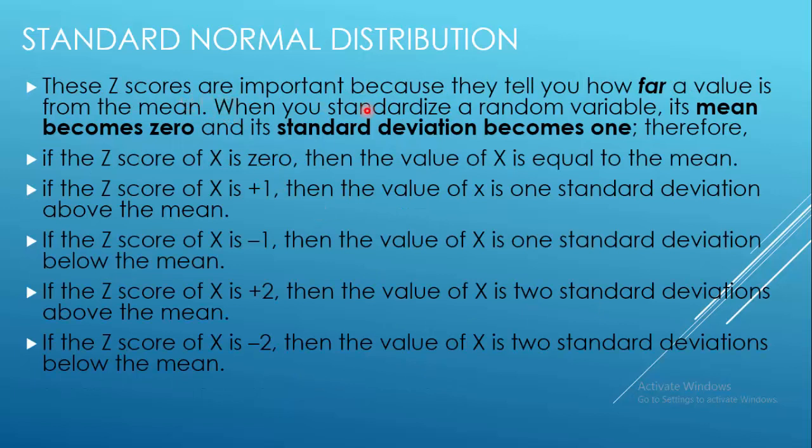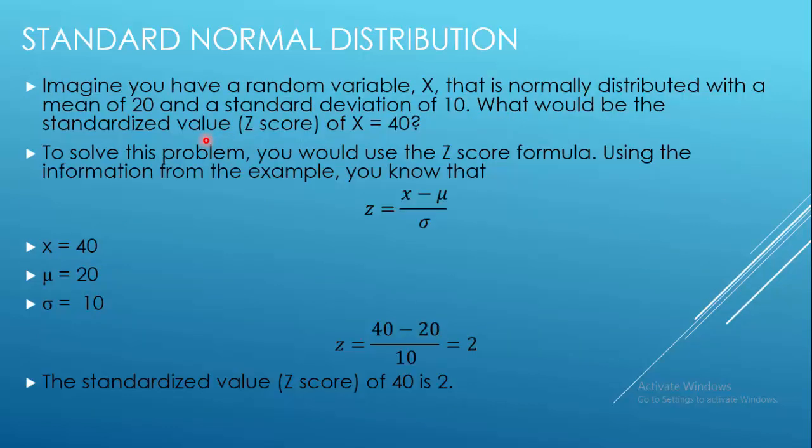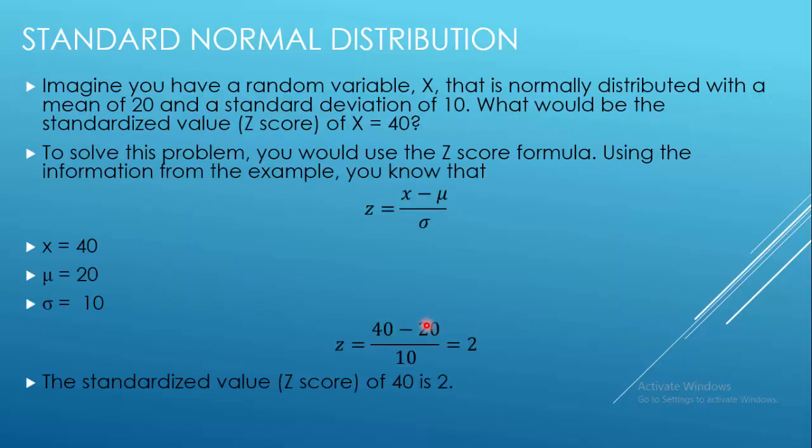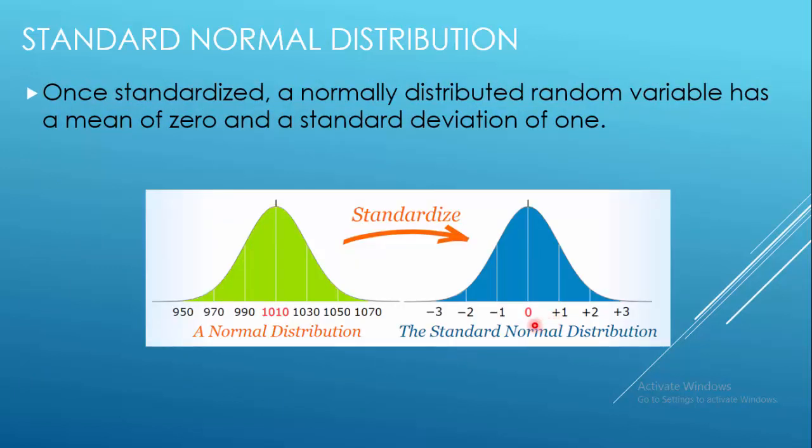The z-scores are important because they tell you how far a value is from the mean. When you standardize a random variable, its mean becomes 0. As I told you in the beginning of this video, we will talk about this 0. How do we get this 0? Actually, this 0 represents the mean value. When you place the value of x the same as the mean, because you want the z-score of the mean, it will be 20 minus 20 equals 0, divided by 10 equals 0. So z is equal to 0.